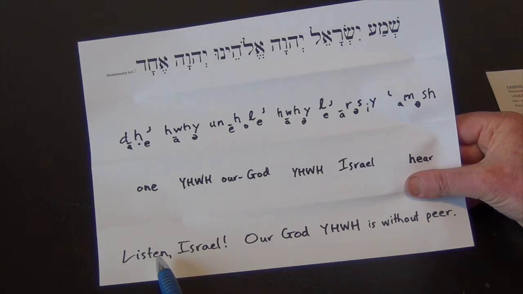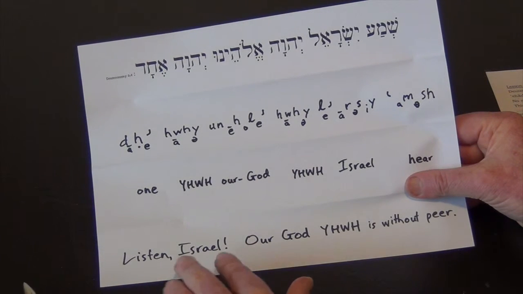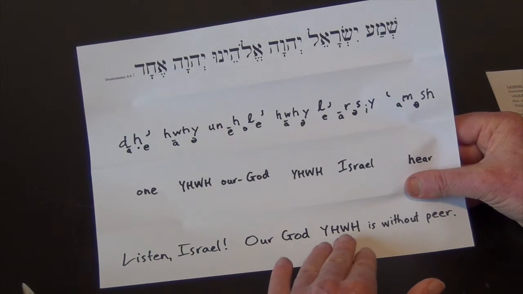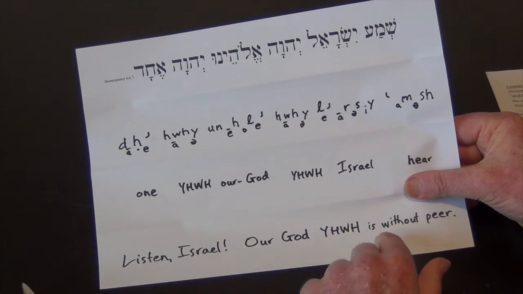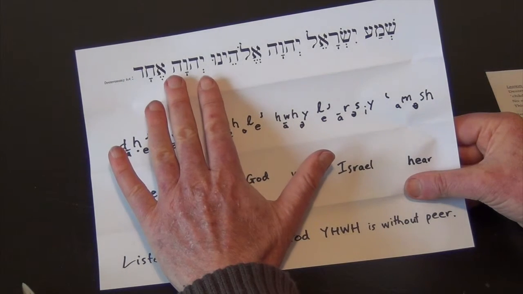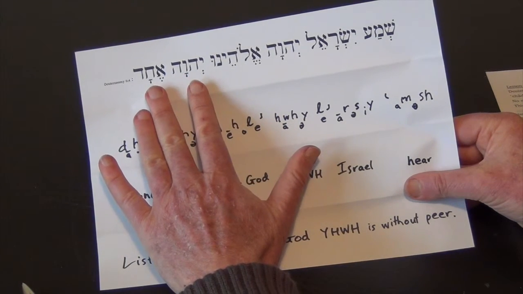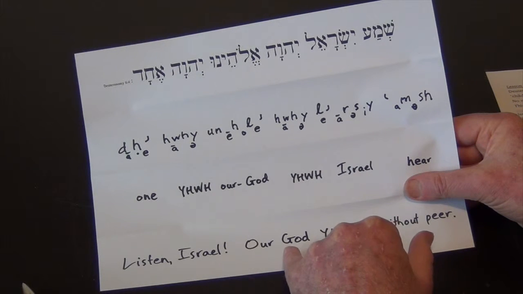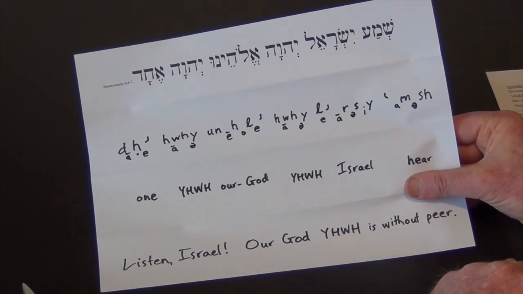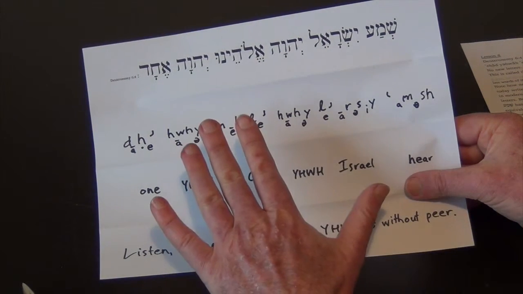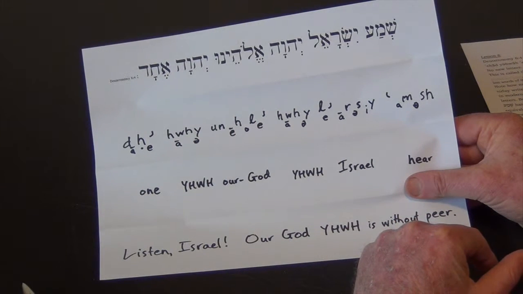So I've put listen, and I've put an exclamation mark there because it's a command, and I think it's good to stand by itself. And I've swapped these two around. Our God Yahweh is, and I've added the word is. There is no word is here in the Hebrew, which is quite common. It's omitted very frequently, but in English we require it, so I've put it in here. And so it says, our God Yahweh, one. And so I put is without peer. So I've taken one in the sense of unique, without peer.